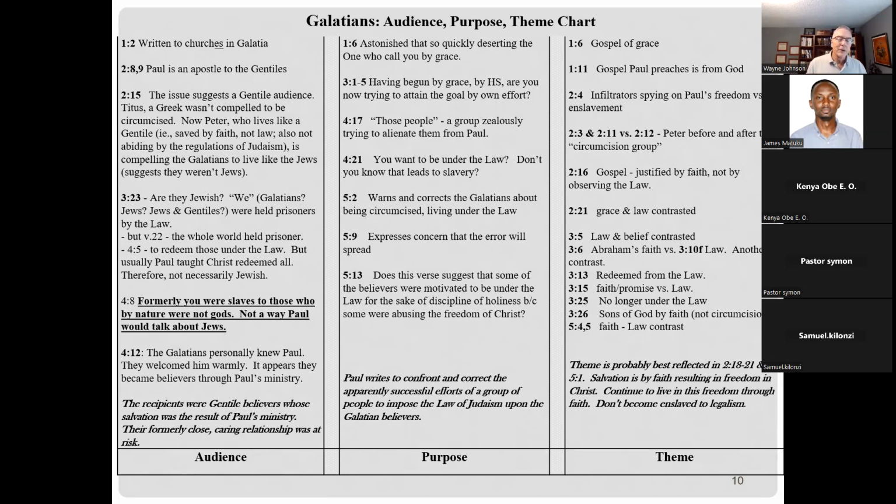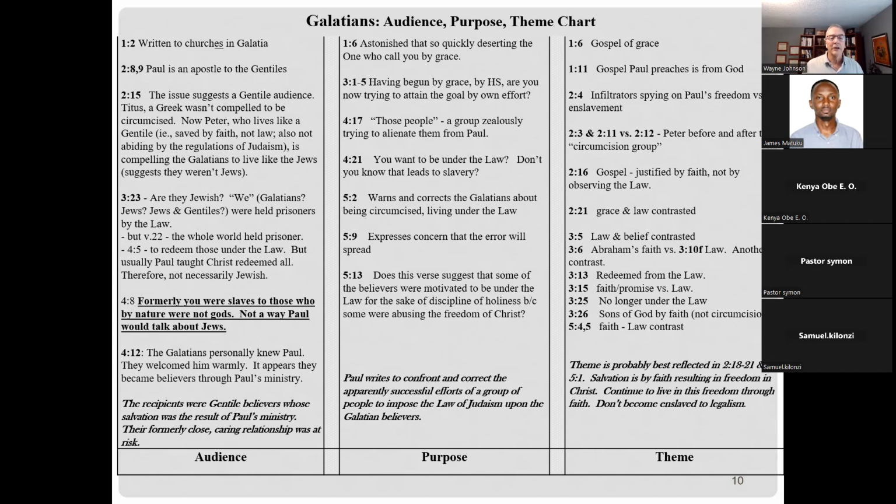But anyway, this is my first time through. And if I were to go through again, I could correct this and make it more accurate. But then 3:23, are they Jewish? So this is the observation stage. Galatians, are they Jews? Are they Jews and Gentiles? These are all question marks. I don't know the answer to this at the time. They were held prisoners by the law. So now Paul's talking to some who seem to have been practicing the law. They were converted under Judaism.